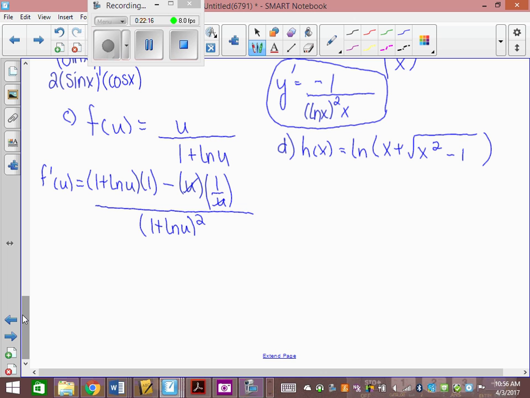So on the top, you're going to get 1 plus ln u, because you distribute the 1 and that's what it stays. Minus 1 over 1 plus ln u squared. So it's just going to be ln u over 1 plus ln u squared.